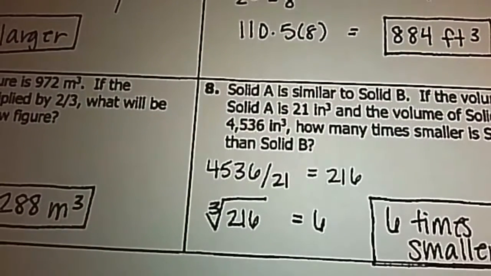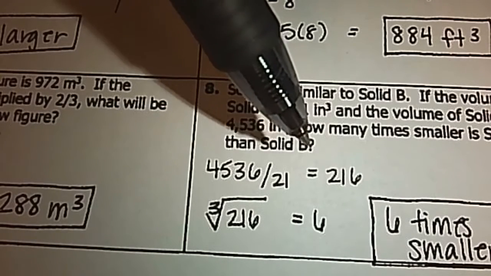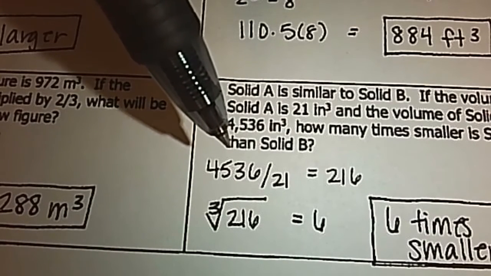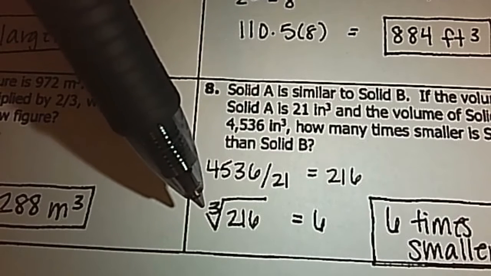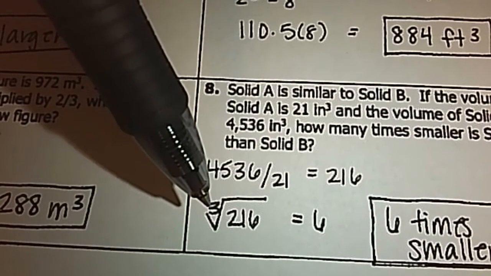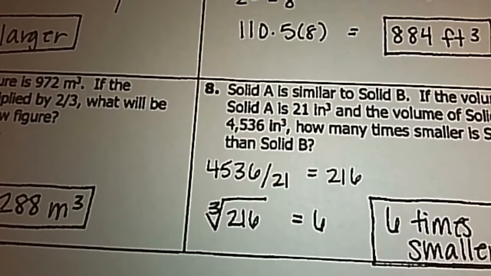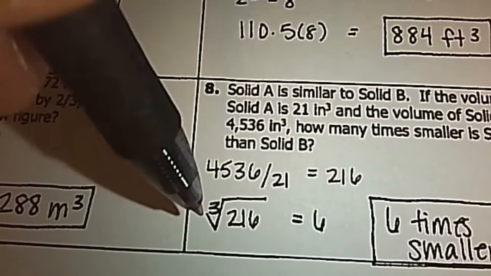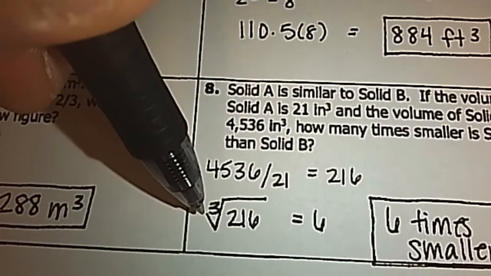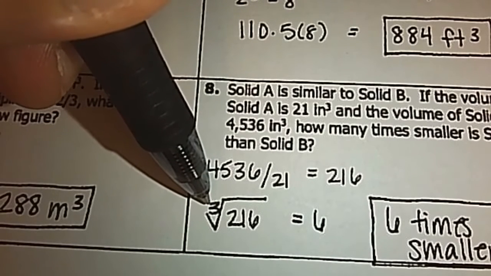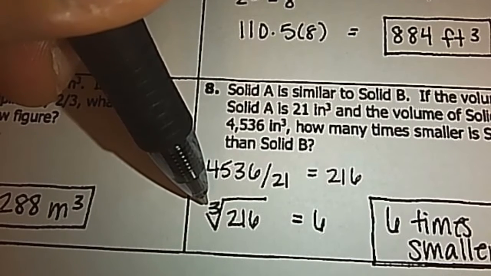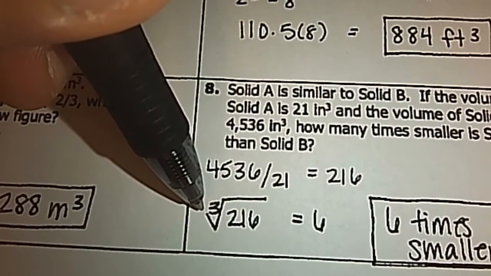Now see, we're going backwards this time, okay? So what we need to do is we need to take the cube root, the root to the power of 3. Put that little 3 up there. Now if you notice on the calculator, you're going to have the square root with a little x up here, okay? So what you need to do is you need to put that x into the calculator, okay?